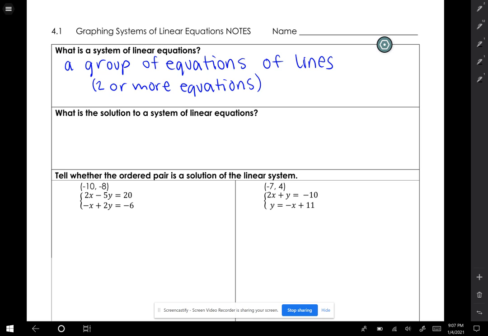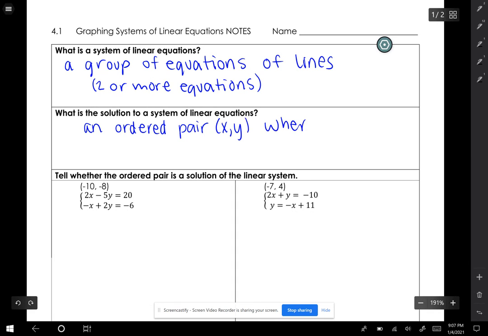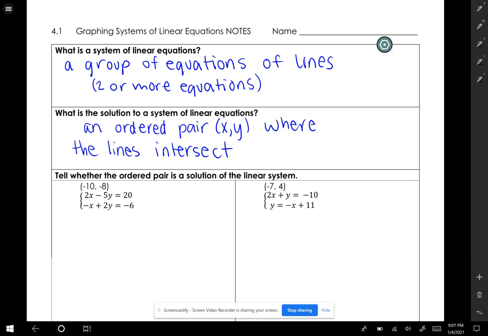The solution to the system is an ordered pair x comma y, where the lines intersect. So you find the point of intersection, and that is your answer to these problems.